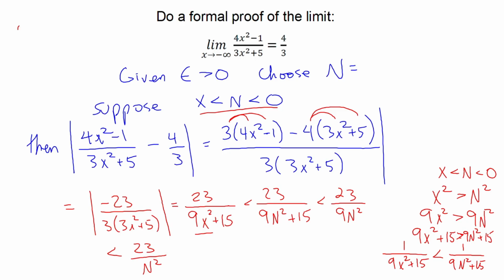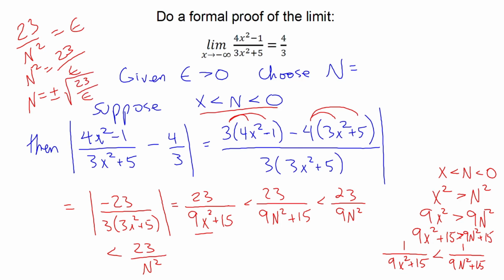So we can now just say, let's let 23 over n squared equal epsilon. So we end up with n squared equals 23 over epsilon. And when we square root, we get n equals positive or negative root 23 over epsilon. Well, now we have to think about which one do we want to choose. And our first instinct is probably to choose the positive one, but that would be wrong, because we know that n is less than 0 from our very beginning, which means we need to pick the one that is negative.